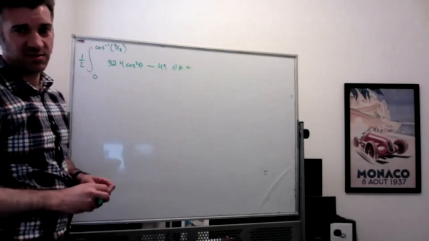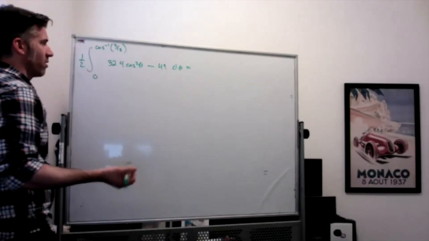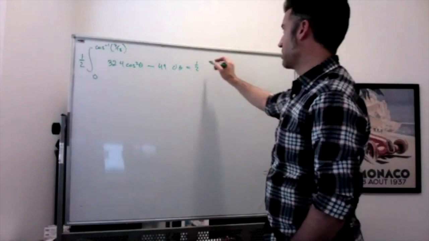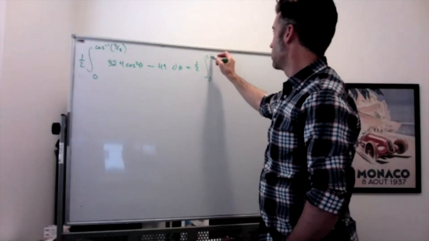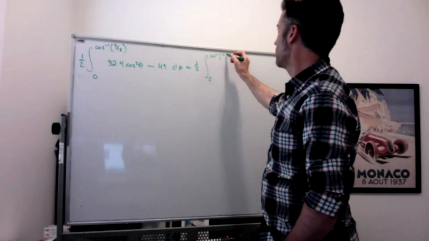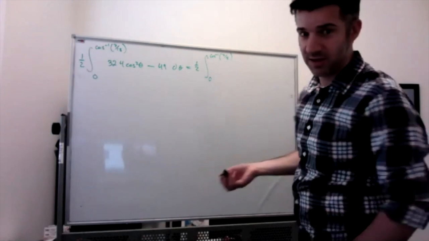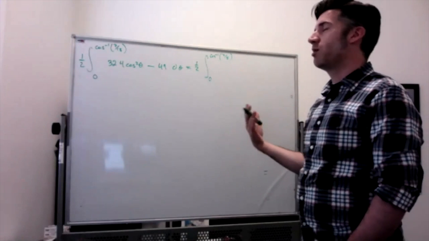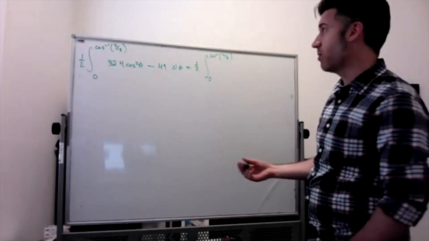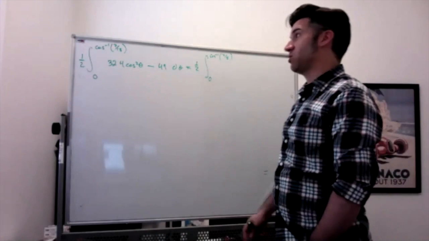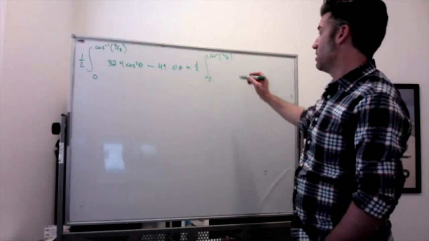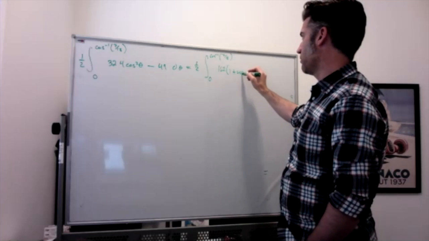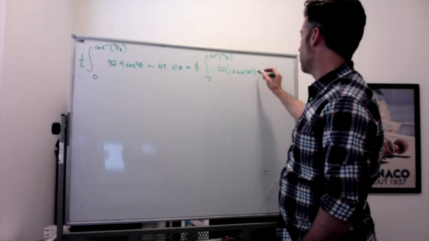All right, and the rest is just doing terrible integration that we've done before. So we're going to get 1/2, and cosine squared theta is 1 plus cosine 2 theta all divided by 2. 324 divided by 2 is 162. That's going to be 162 times 1 plus cosine of 2 theta, minus 49.